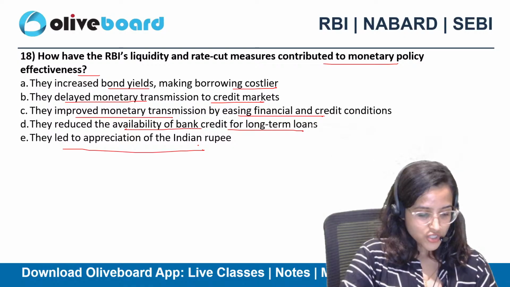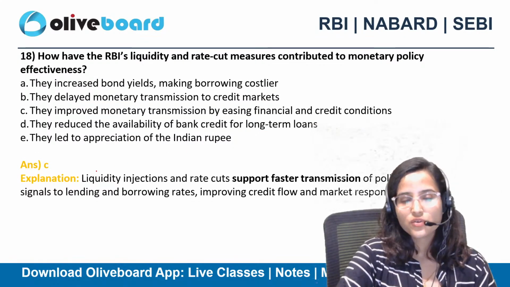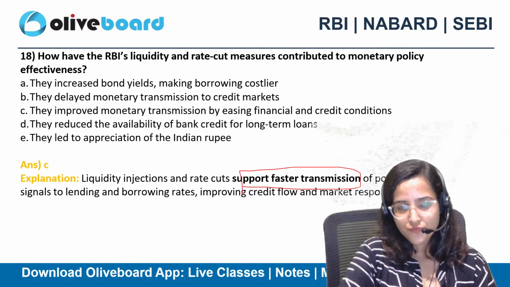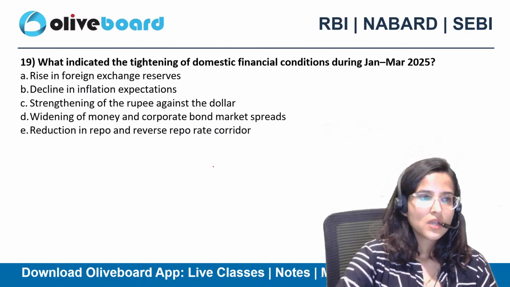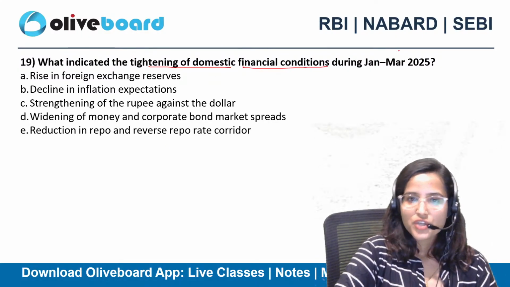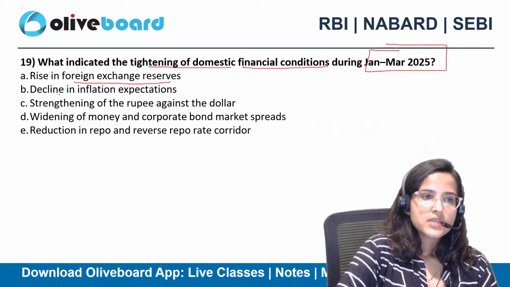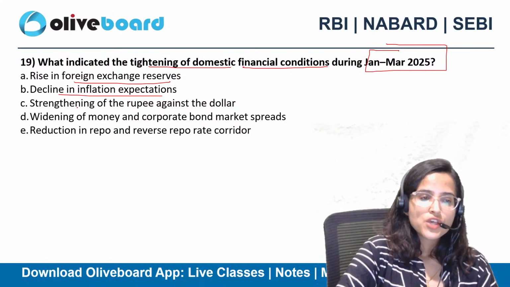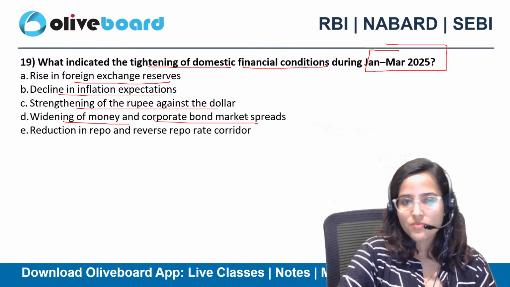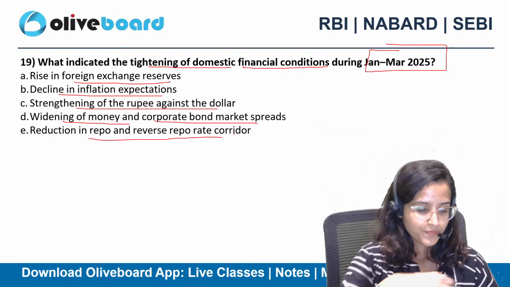18th, Abhigyan, Ashish, Anurag, and John have given me C as the answer, which is absolutely correct. Liquidity injections and rate cuts, they support faster transmission of policy signals. Right? What indicated the tightening of domestic financial conditions during Jan to March 2025? Rise in forex reserves, decline in inflation expectations, strengthening of the rupee against the dollar, widening of money and corporate bond market spreads, reduction in repo and reverse repo rate corridor.